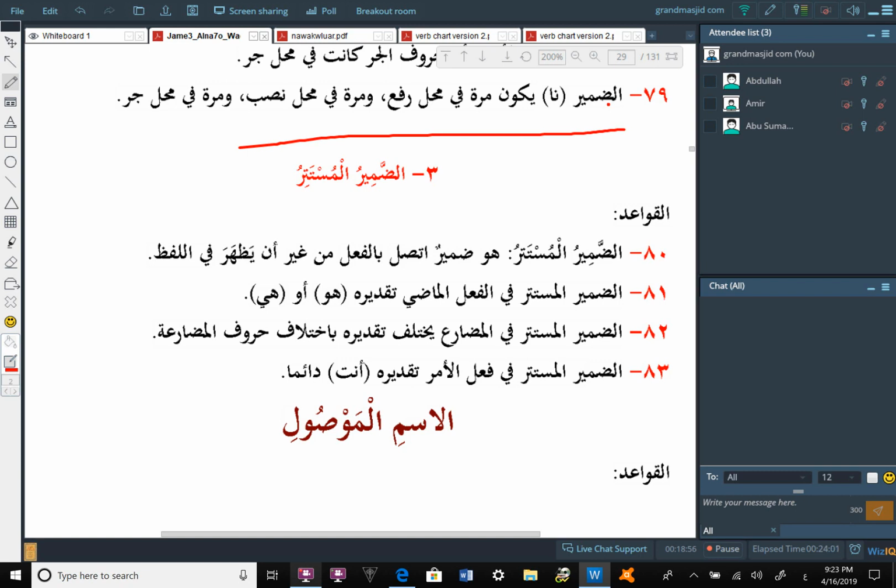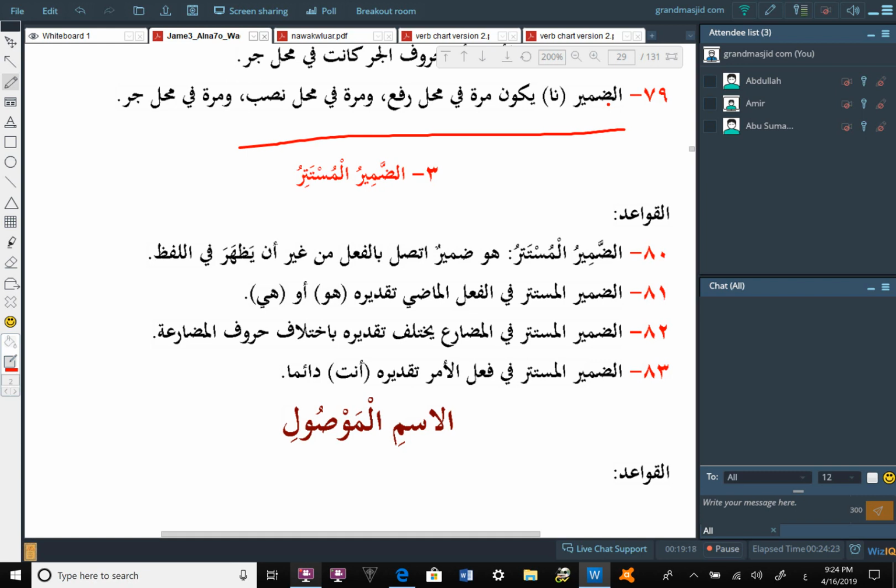It is the pronoun which is attached to the verb without it being pronounced. Right? Without it being pronounced. And we'll get there inshallah.